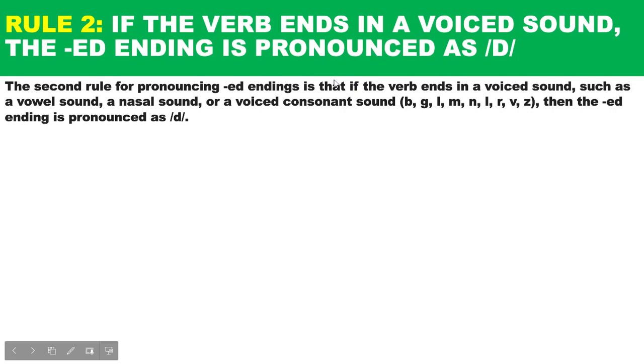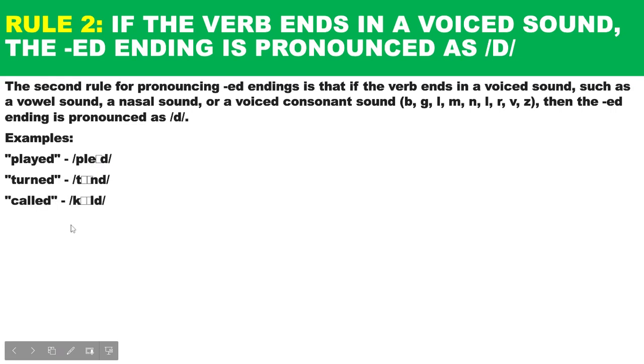So if a verb ends in such a voiced sound, then the ed ending is pronounced as D. Let's look at examples. Played, played. Tend, tend. Called, called. Hugged, hugged. Take note of the D, which is the sound that represents the ed past tense marker.